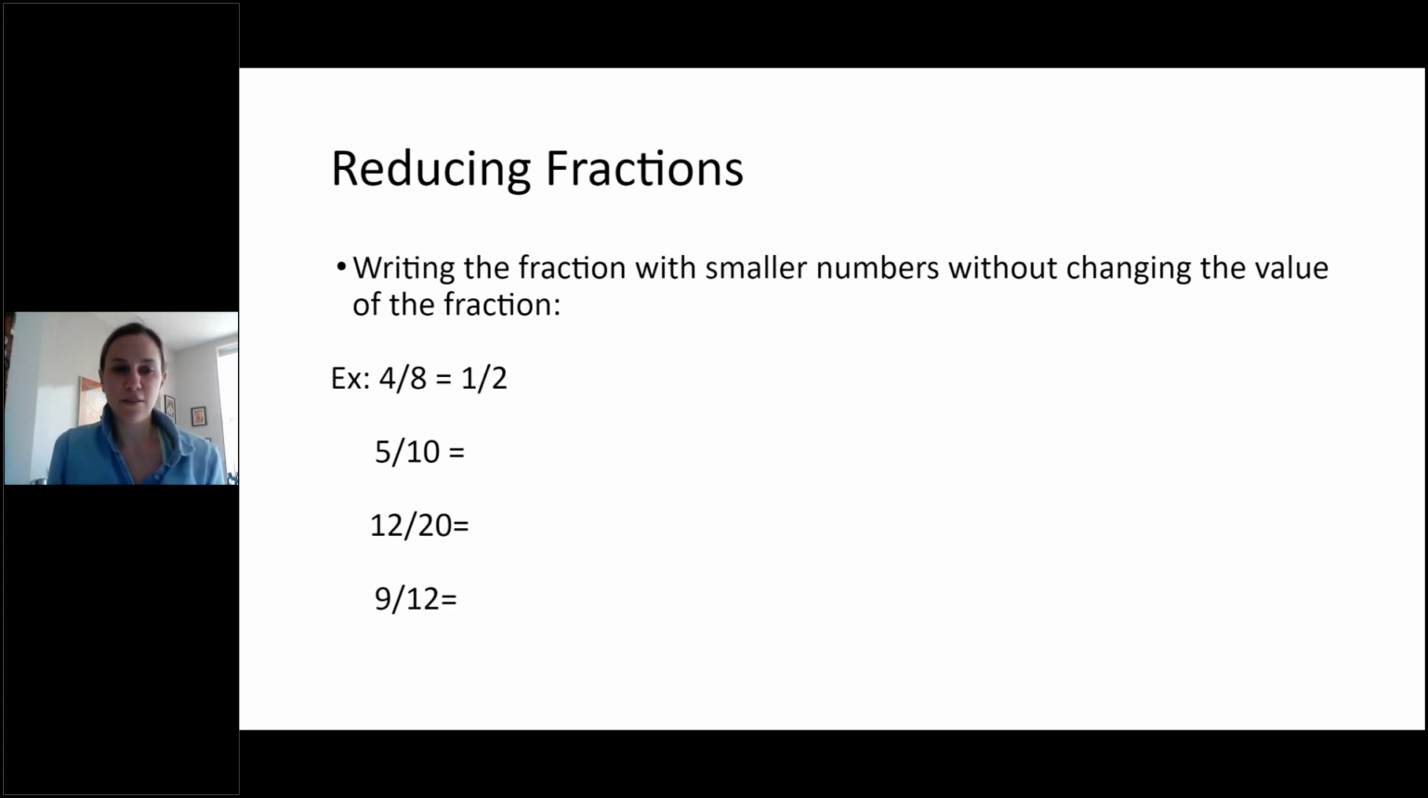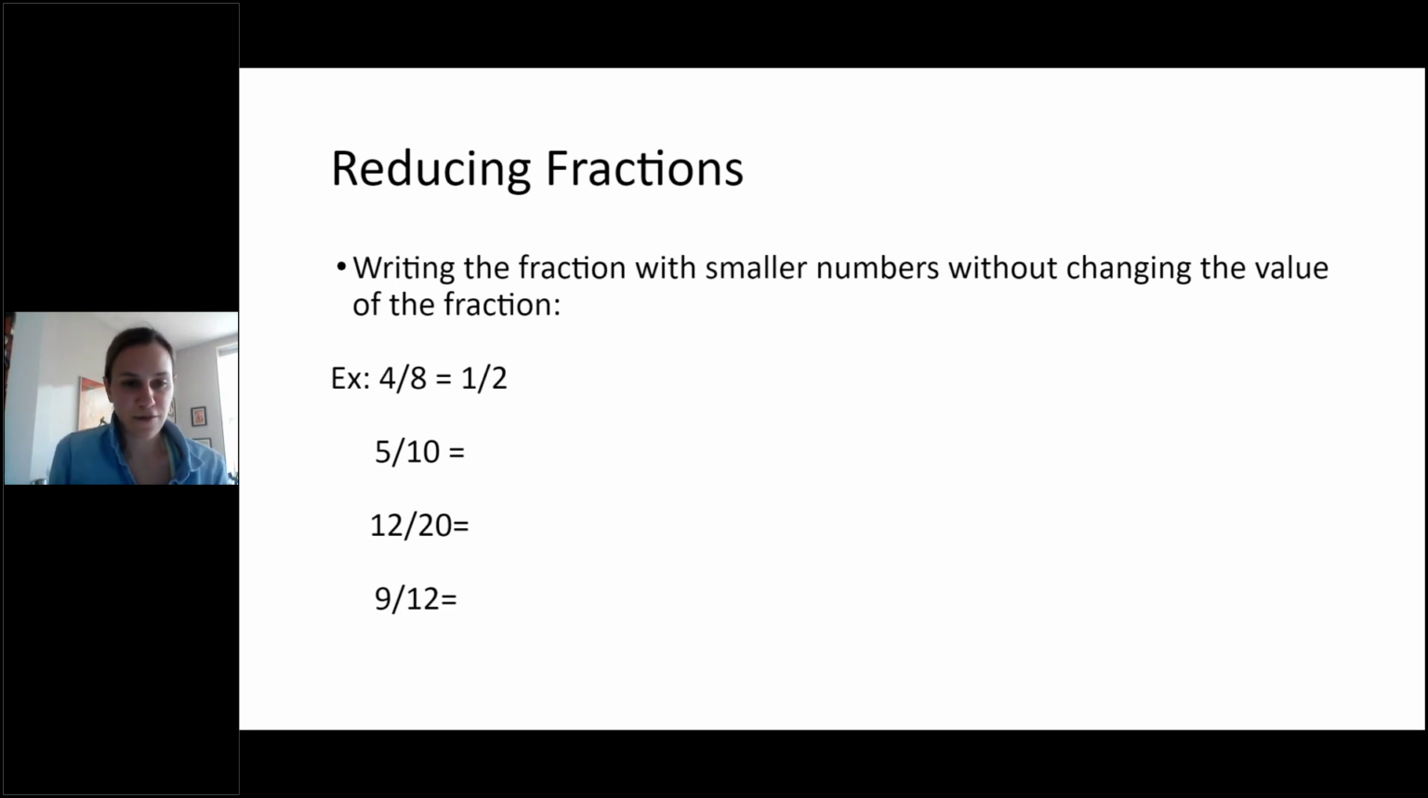So if I'm looking at 4/8, I know that I can divide both of those by 2. Well, I could divide by 2, but I could also divide right away by 4. Divide the numerator by 4 and the denominator by 4, which gives me 1/2.